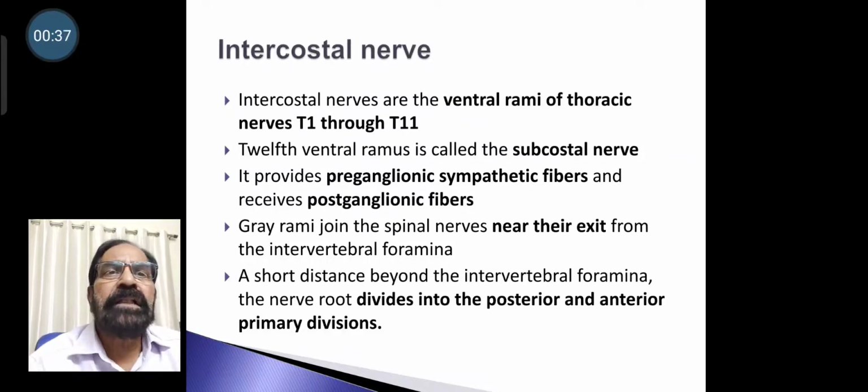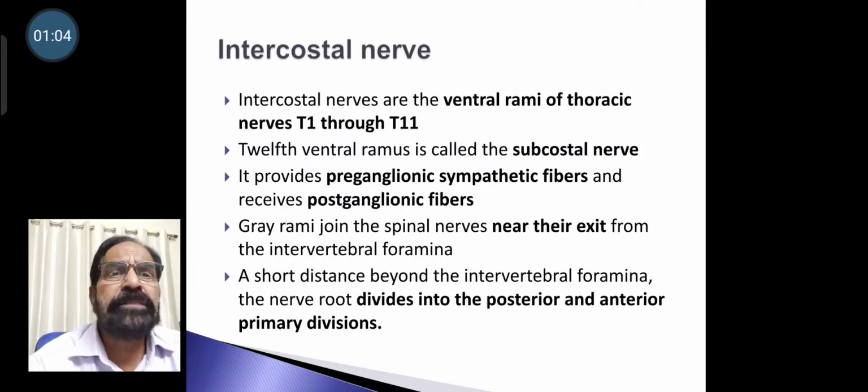Intercostal nerves are ventral rami of thoracic nerves T1 through T11. The 12th ventral ramus is called a subcostal nerve. It provides preganglionic sympathetic fibers and receives postganglionic fibers. Gray rami join the spinal nerves near their exit from the intervertebral foramen.